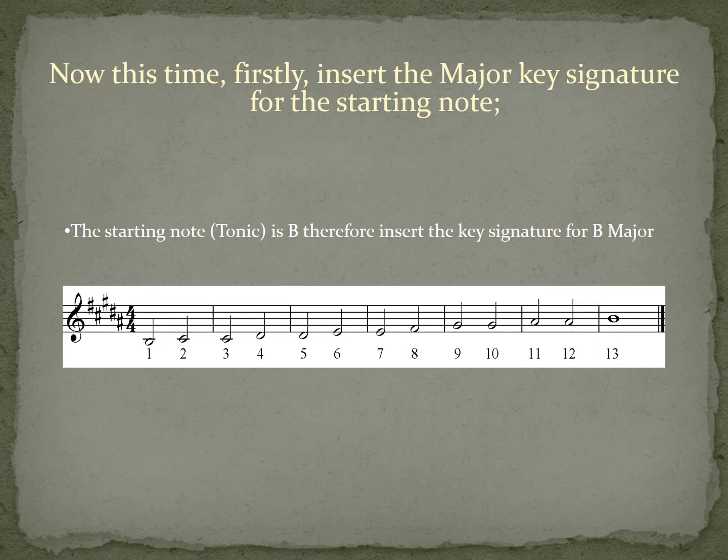Now this time, firstly, you insert the major key signature for the starting note. So as it was B, we're treating B as the tonic, therefore we're going to insert the key signature for B major. As you can see there, we've got 5 sharps, F, C, G, D and A. We've got the B up to the B. We've doubled up on all of them except for 1, 5 and 8. Now of course the key signature is now going to alter the notes within that particular score. So for example, note number 2 is already C sharp because of the key signature.